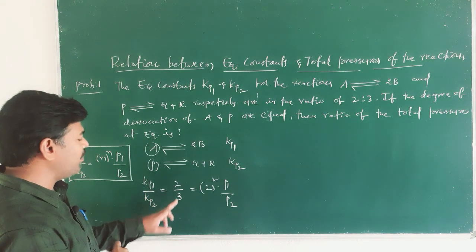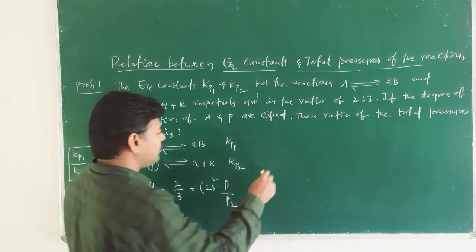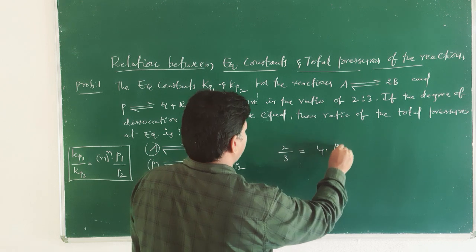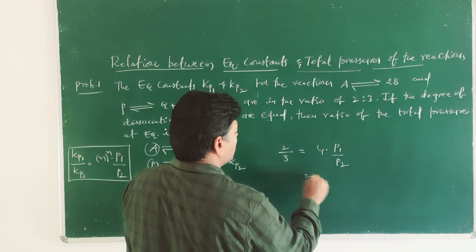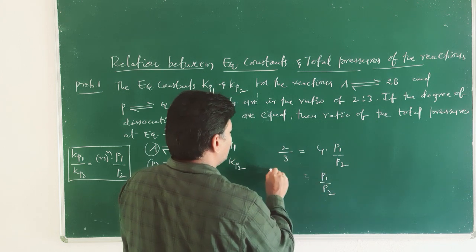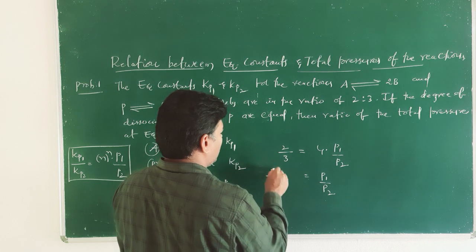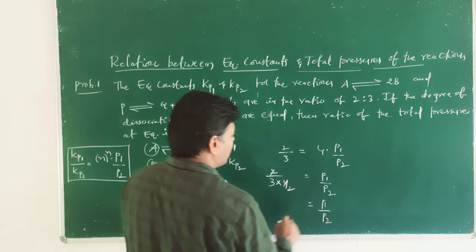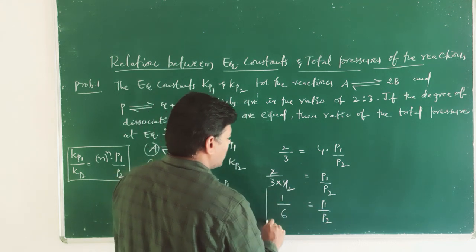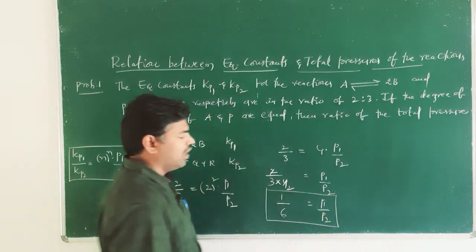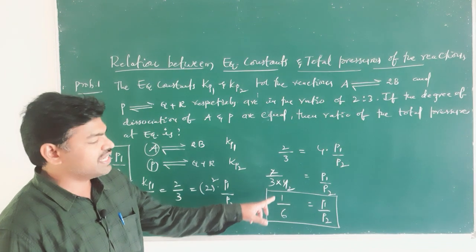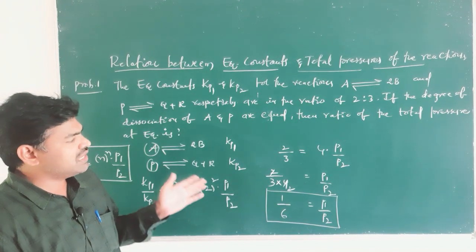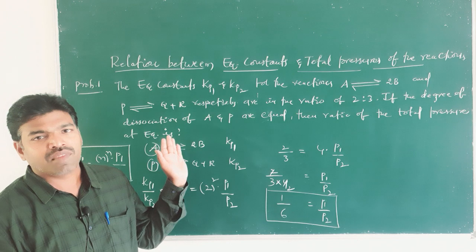right? So Kp1 by Kp2 is equal to 2 by 3, and so the next step, 2 by 3 is equal to 2 square, that is 4, P1 by P2. Okay, so P1 by P2 is equal to 2 by (3 into 4), that is 2 by 12, that is 1 by 6. So, the ratio of total pressures is 1 is to 6. Okay, this is a very important one. This type of problem is often asked in NEET exams.